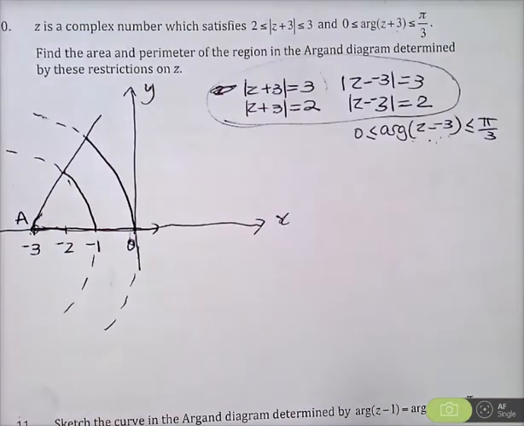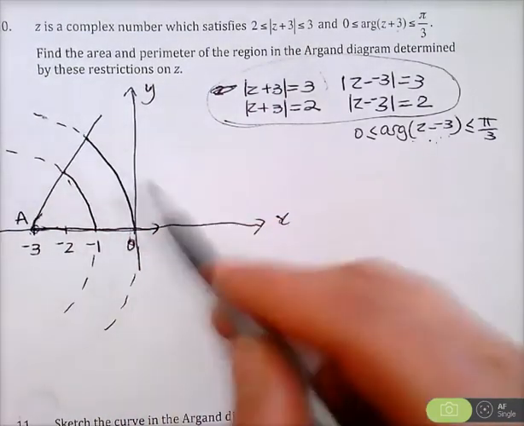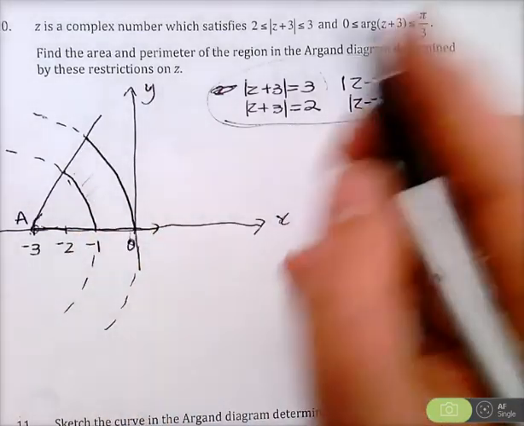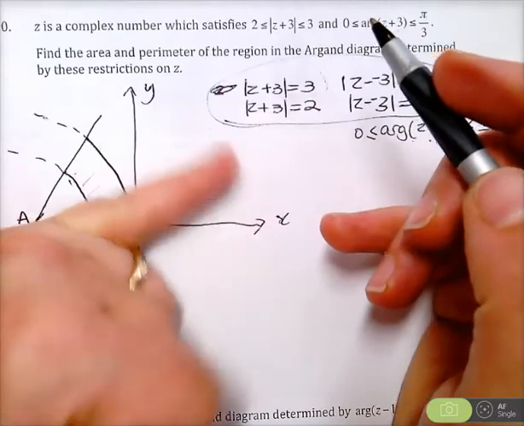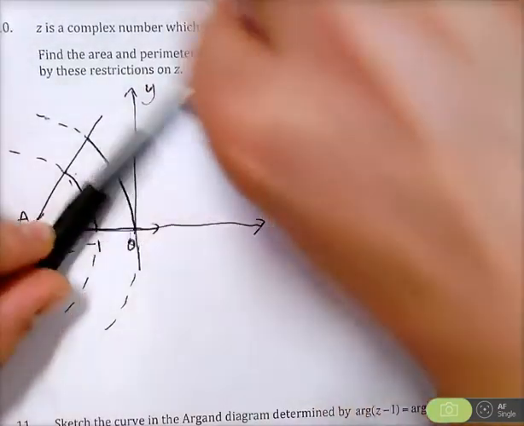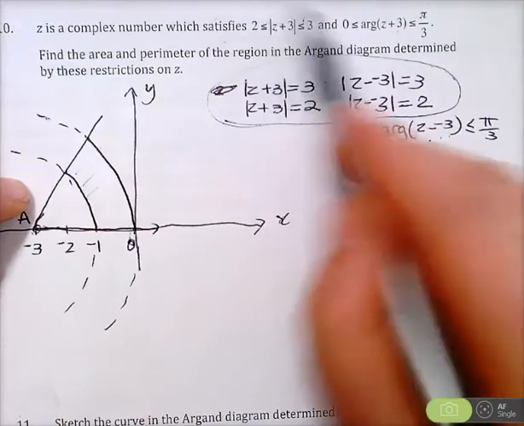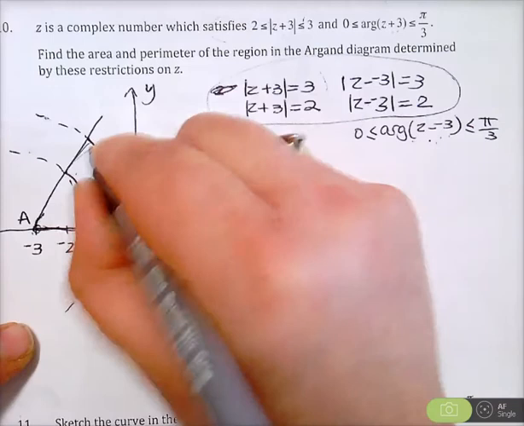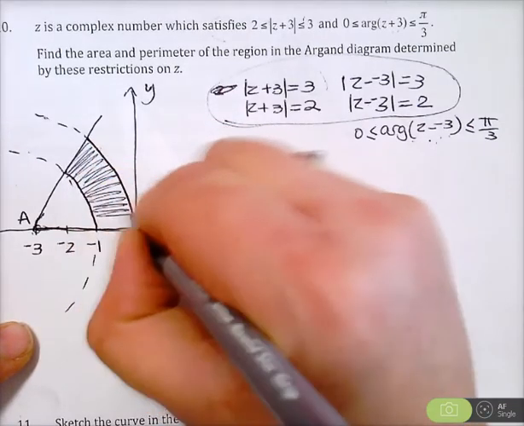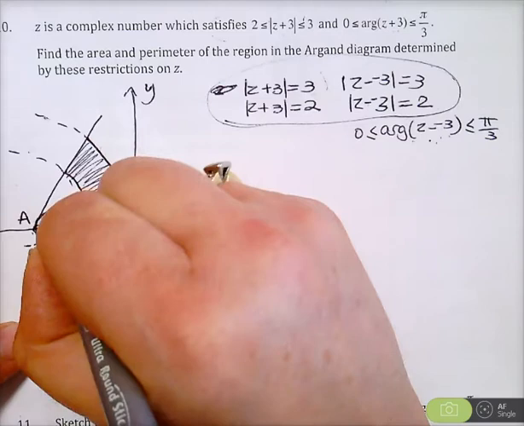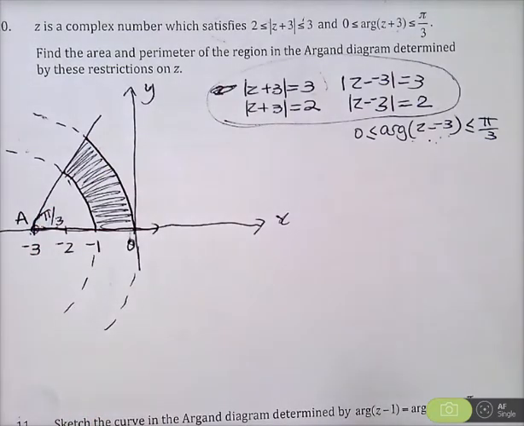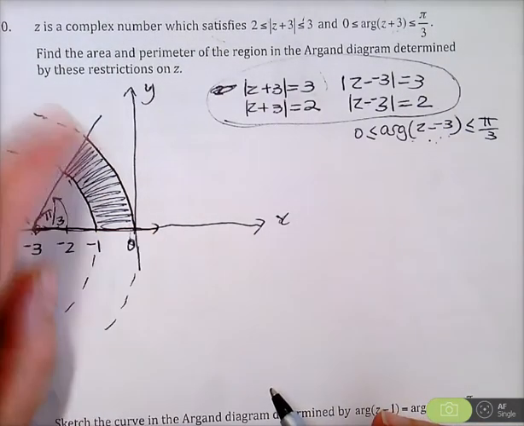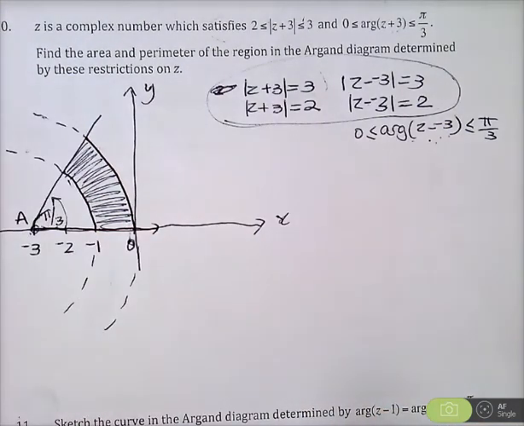Okay, so where do I shade? Where do you think? The argument means all of it, but the annulus is telling me to shade just between the two circles. I just go here, only from 0 to pi on 3. So that angle there is pi on 3. The first circle has a radius of 2, the second one has a radius of 3. You're shading between those two circles.